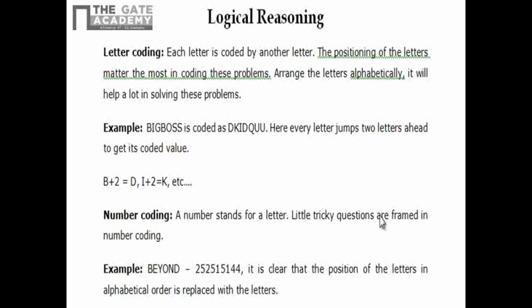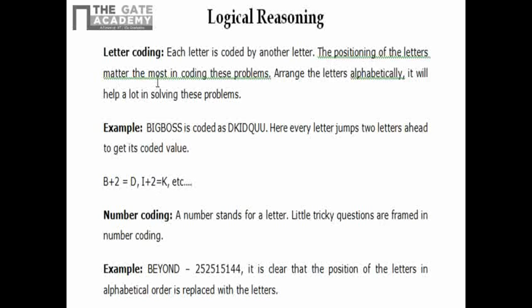First, we can see them on the screen. We'll see the types of coding. There are generally two types of coding: letter coding and number coding. Letter coding means alphabetical coding. Here you have to remember the position of the letter.